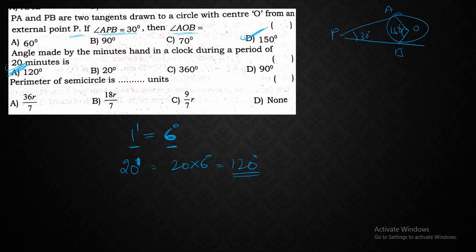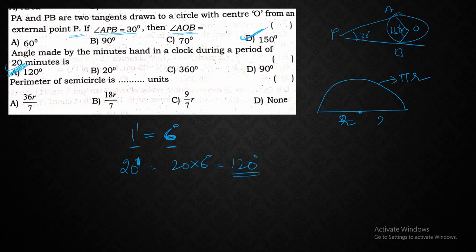Next, perimeter of a semicircle. If you observe a semicircle, it looks like this, right? If you want to find the perimeter of this, then what is this arc length? This is nothing but 2 pi r by 2, which is nothing but pi r, and this is nothing but 2r.